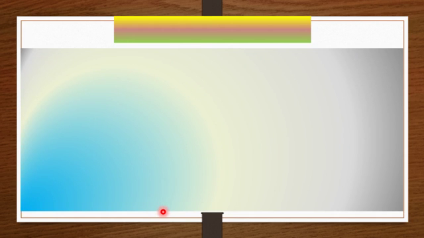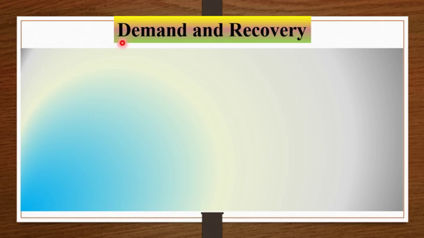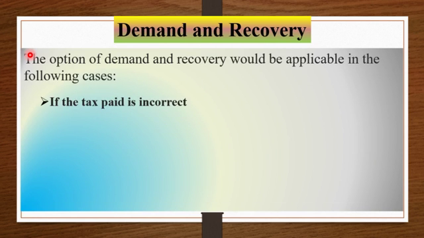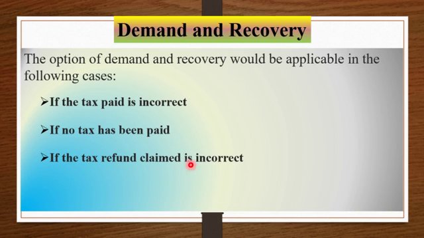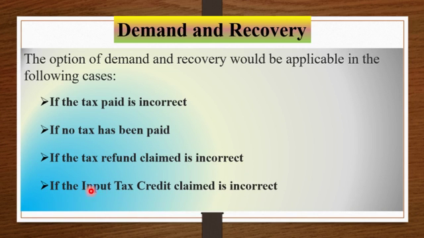Let's come to the third point of GST procedure, that is demand and recovery. The option of demand and recovery would be applicable in the following cases. First is if the tax paid is incorrect. Second is if no tax has been paid. Third is if the tax refund claimed is incorrect. If the input tax credit claimed is incorrect. Friends, in these cases, the proper officer would issue a notice to the assessee to state the reasons for the above cases.